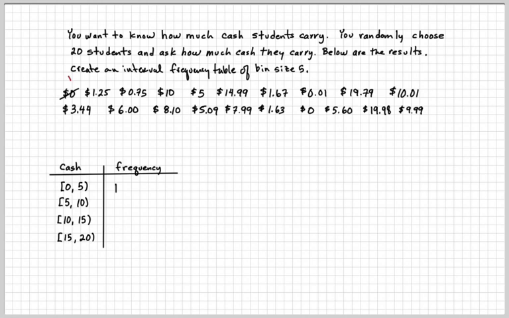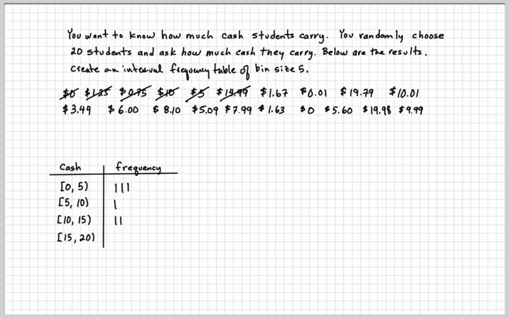Then you take each data point and you say, which bin does it go in? So 0 goes into the first bin. $1.25, first bin. 75 cents, first bin. $10, third bin. Excuse me. $5 goes in the second bin.